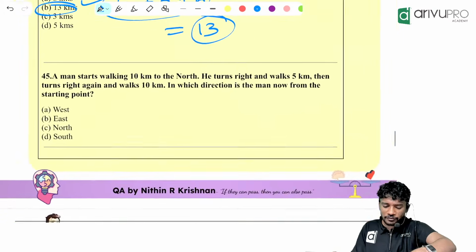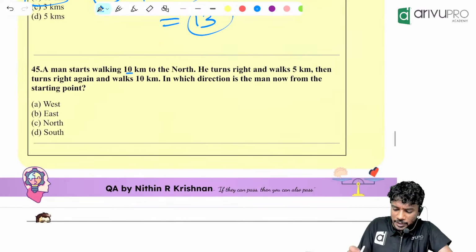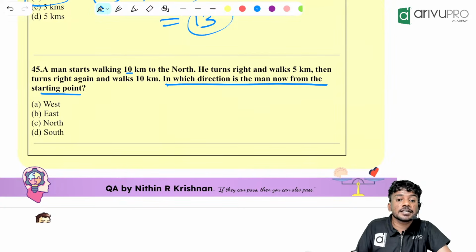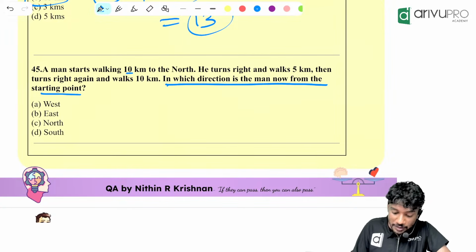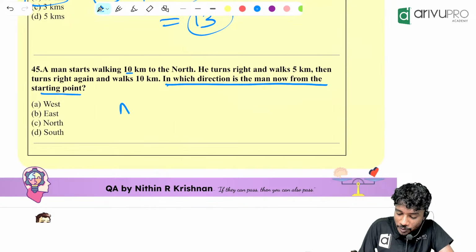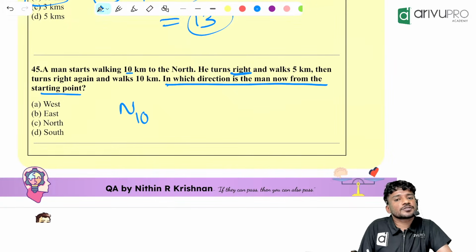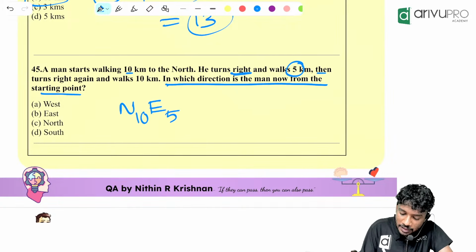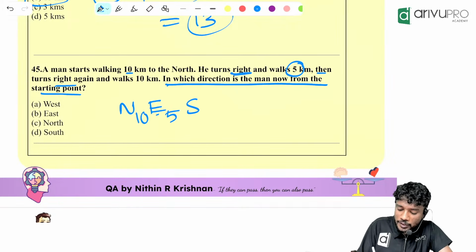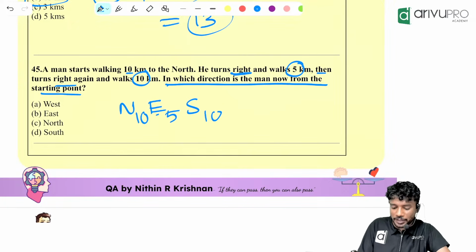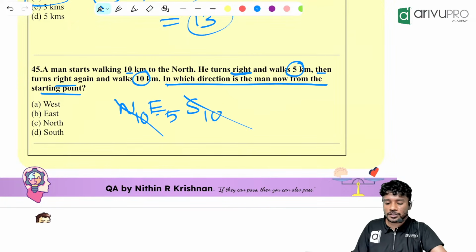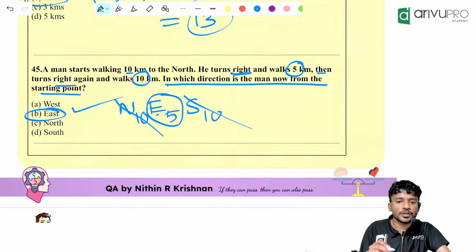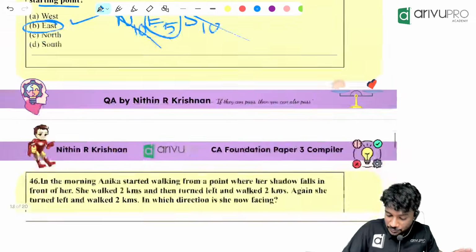Yes. 45th one. A man started 10 kilometers. Then read the last line. In which direction is the man now from the starting point? Again the same repeated pattern. A man started walking 10 kilometers north. Right of north is what, people? East. How many kilometers? 5 kilometers. Then right again. Right of east is what? South. How many kilometers? 10 kilometers. Now, people, north 10 and south 10 got cancelled. What is remaining? East 5 is remaining. So answer is what? East. Done and dusted.